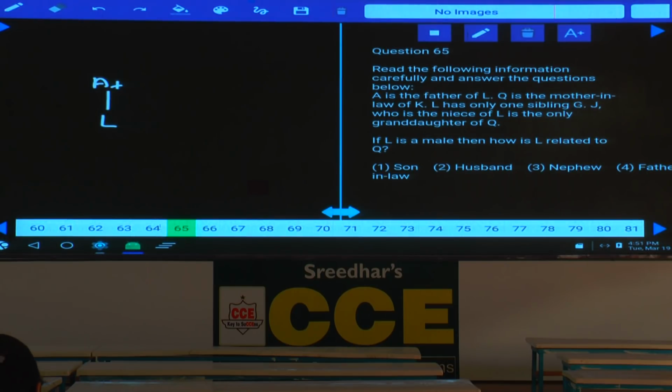Q is the mother-in-law of K. L has only one sibling, G. That means L and G are the children of A. A is the father of L. Q is the mother-in-law of K. L has only one sibling, G. J, who is the niece of L. As J is the niece of L, and L has only one sibling, hence this J must be the daughter of G.